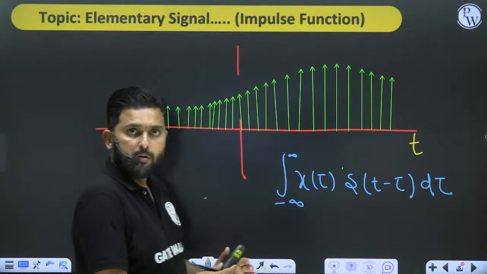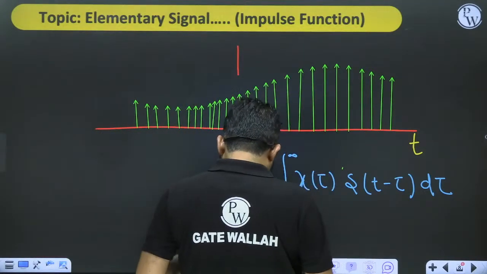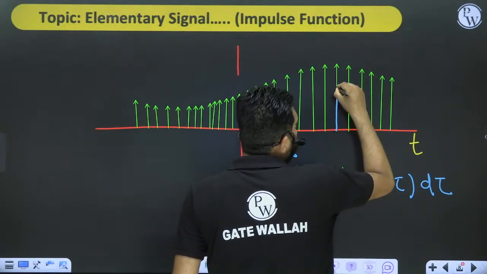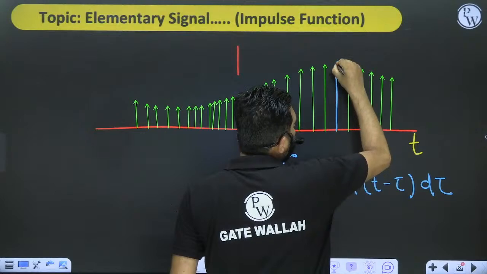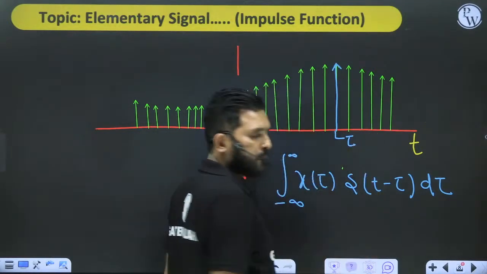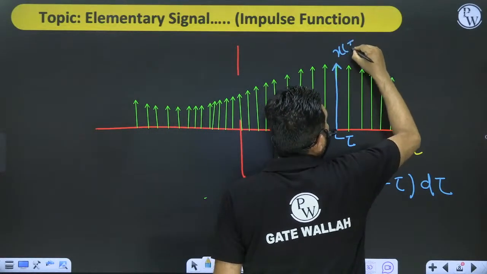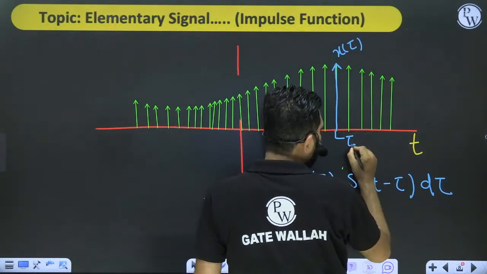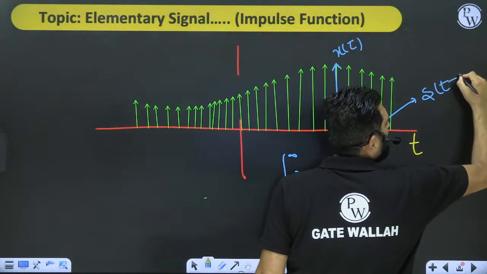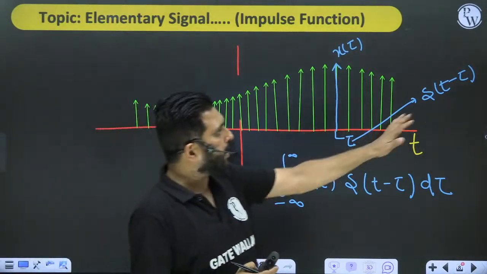What I did is, let's consider this one. Let's highlight this impulse function. What is the position of this impulse function? Let's imagine that this position is tau. Then what is the value of this function? This value would be x of tau. And what is the position of this function? The position of this function is delta t minus tau. So this is x of tau and delta t minus tau.